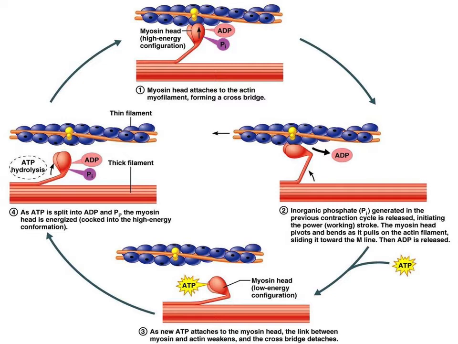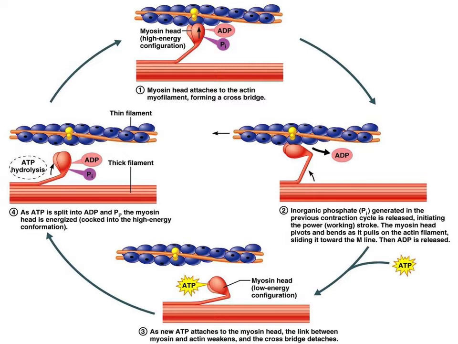Again, in step three, we have finally detached from actin. However, we have one more problem. The problem is that we're still at 45 degrees. We're still in the power stroke phase. So we have to go from 45 to 90. We have to do what we call a return stroke.